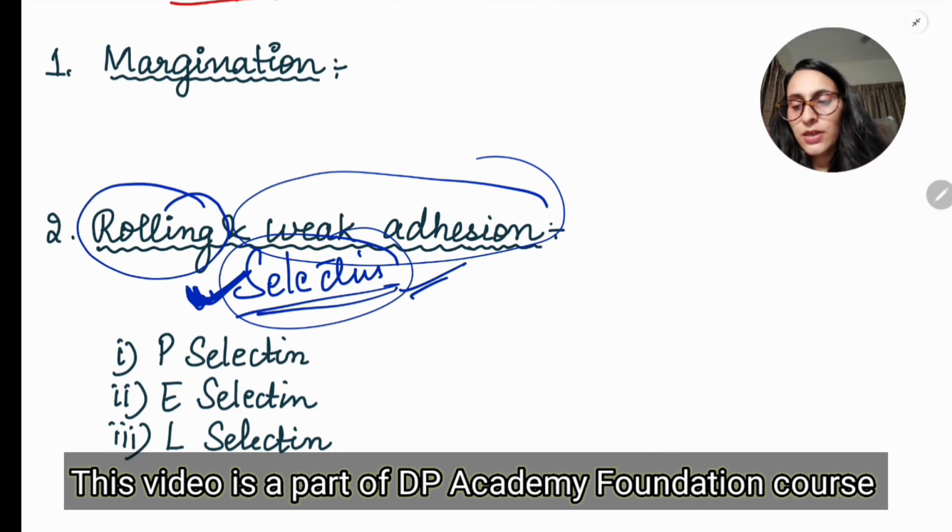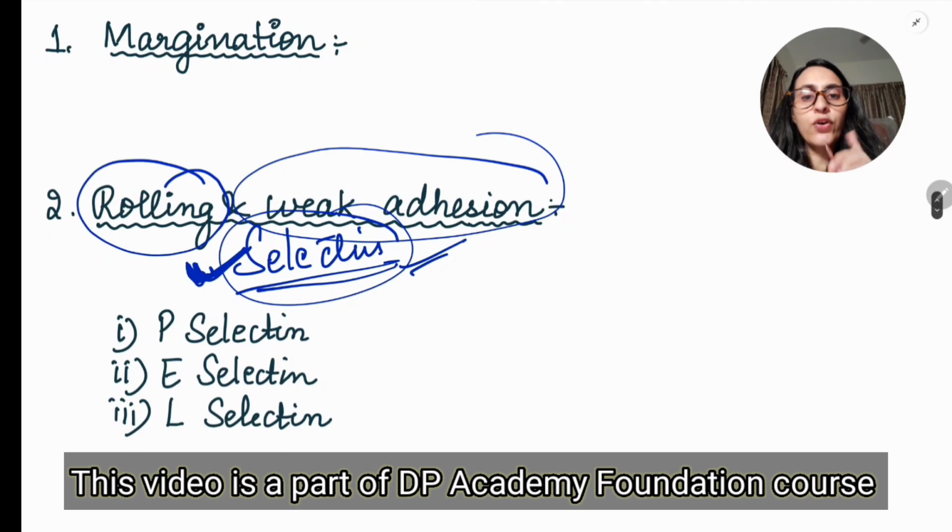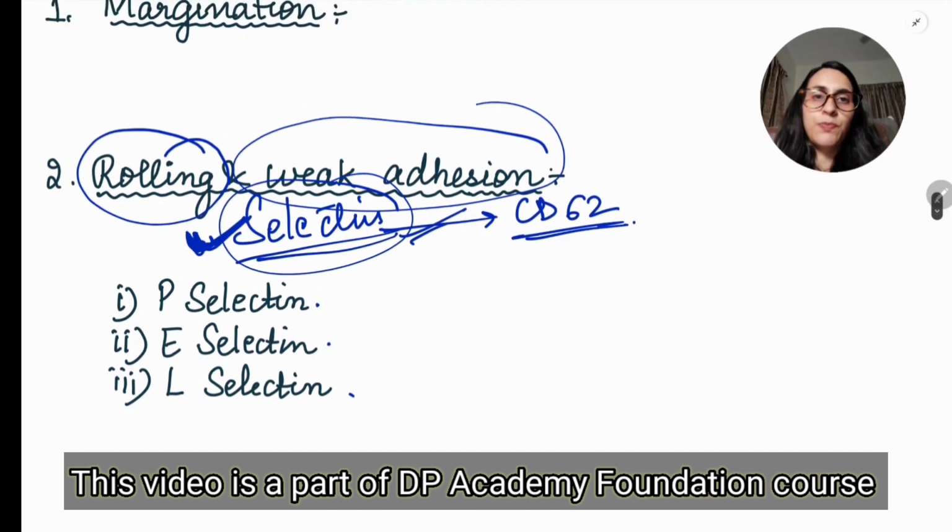Now we have 3 types of selectin. First of all, remember these selectins are known as CD62. It is a CD marker. There are 3 kinds of selectin: P-selectin, E-selectin, L-selectin. P-selectin is present on the platelet and endothelial cells. E-selectin is present on the endothelial cells. L-selectin is the only one that is present on leukocytes.